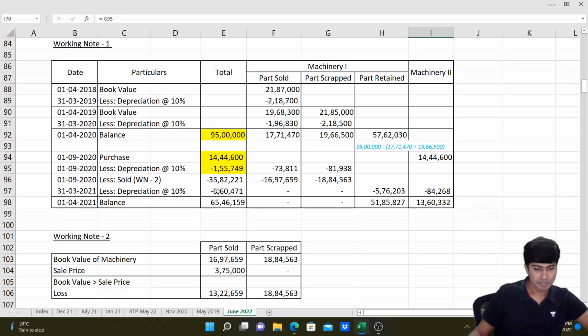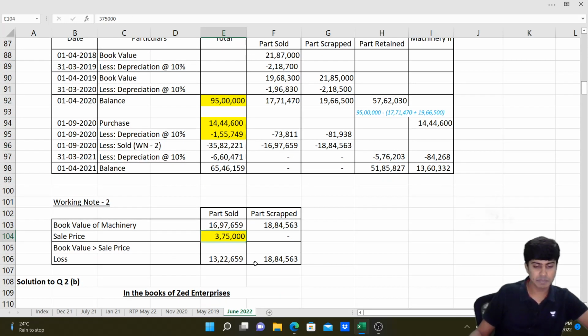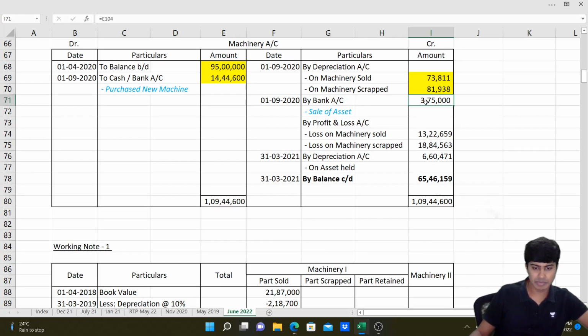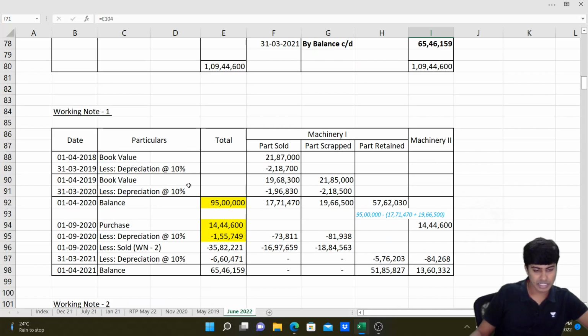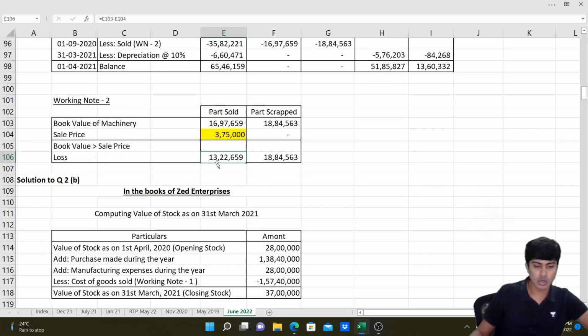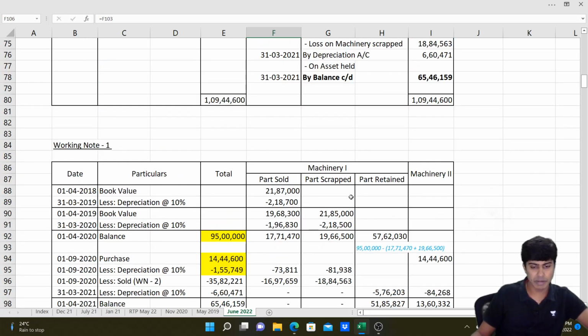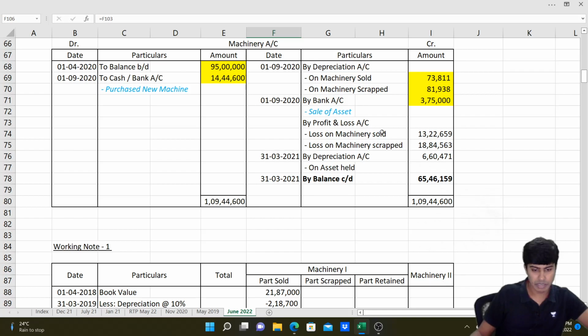Then after that, this 35,82,821, I will come to the working note here. Sale price of 3,75,000, bank account debit. I'll write here bank 3,75,000. The next part is, to this extent loss is there, no? 13,22,659 and 18,84,563. This will go to P&L account debit. So I'll write by P&L loss 13,22,659 and 18,84,563. Got it?